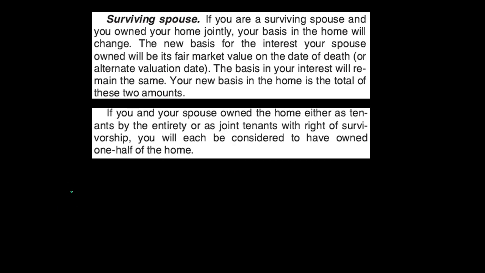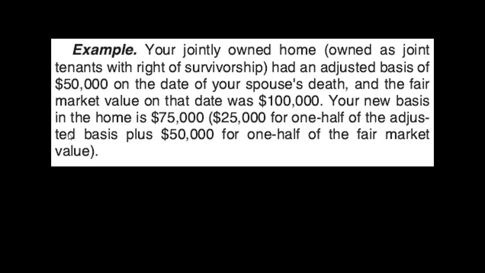Back to the text. If you and your spouse own the home either as tenants by the entirety or as joint tenants with right of survivorship, you will each be considered to have owned one half of the home. So be careful when you start to consider the types of ownership when you consider the point of death. If there are dual people owning it, whether in a marriage or some other type of contractual situation where multiple people own it, then you want to consider what's going to happen at the point of death of one of those individuals.